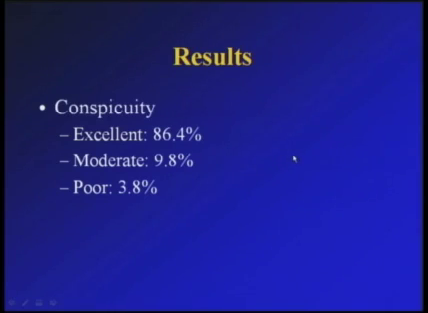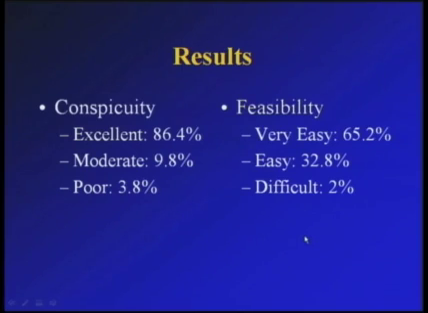And our results were that we found a conspicuity of excellent and moderate of more than 95%, in fact 97%, 96%, and we obtained a poor image only in 3.8% of the patients. And the feasibility to perform 3D ultrasound in the small parts was a very easy study in 65% of the cases, easy in 32.8% of the cases, and only difficult in 2% of the cases. The reason is because the small parts are very stable, they are not moving like a fetus.